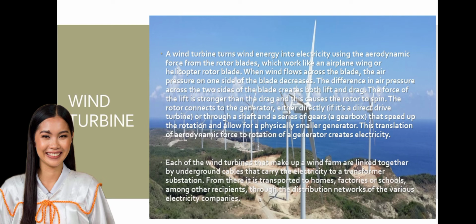When wind flows across the blade, the air pressure on one side of the blade decreases. The difference in air pressure across the two sides of the blade creates both lift and drag. The force of the lift is stronger than the drag, and this causes the rotor to spin. The rotor connects to the generator either directly, if it's a direct drive turbine, or through a shaft and a series of gears, or a gearbox, that speeds up the rotation and allows for a physically smaller generator. And this translation of aerodynamic force to rotation of a generator creates electricity.